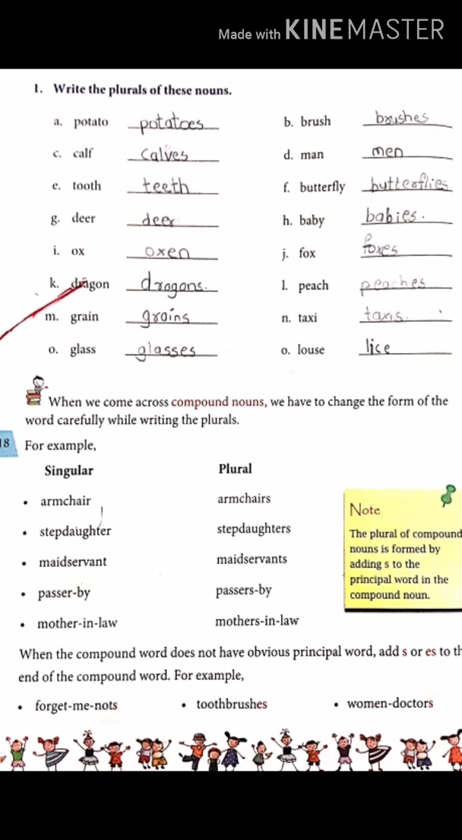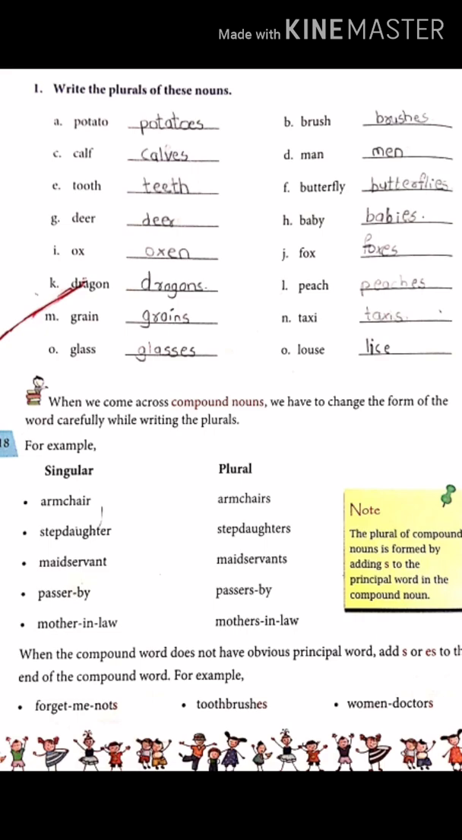B. The watermelons are very sweet. This sentence is in the plural form. You have to make it into a singular form. Answer. The watermelon, it comes in the plural form. In singular form, you have to put is. The watermelon is very sweet. Did you understand, my dear children? These two examples I have shown you. The whole page you do on your own. Tomorrow I will tell you the answers.